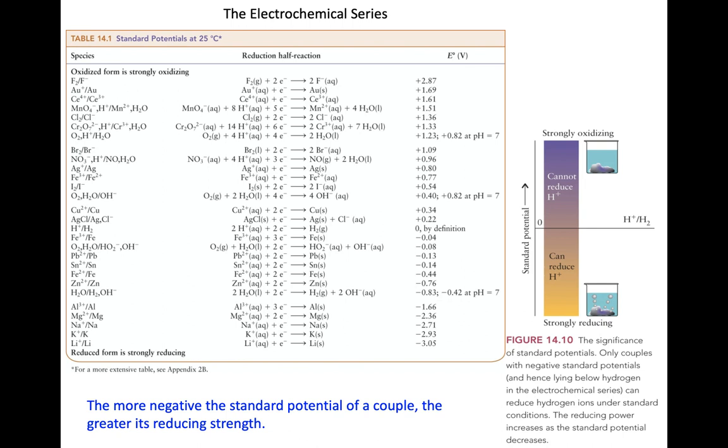This is just a small table from another textbook. There's a larger table in the back of your textbook in Appendix 6 that you'll be using for all the SmartWork problems and other activities and homework. What we have in the center here is our standard hydrogen electrode. Everything above it is going to have a positive potential and everything below it will have a negative reduction potential.